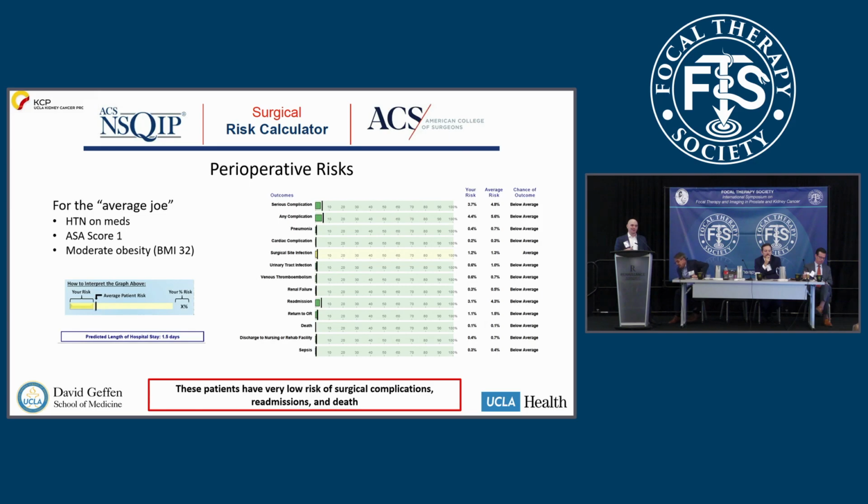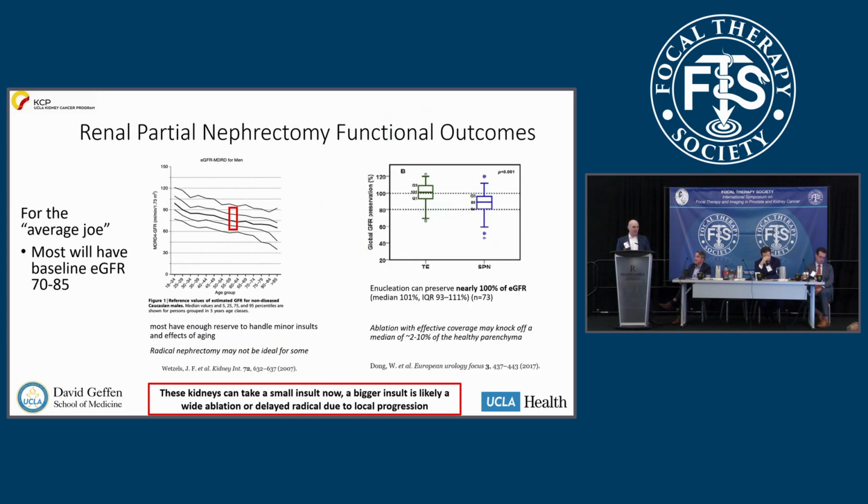A 55-year-old guy, a little overweight, on hypertensive meds, has some systemic signs of disease, ASA score 1. Their median hospital stay is a day and a half after partial nephrectomy, and their complications are going to be low. Death, 1 in 500, okay? That's very acceptable. Most of those are medical causes. What about readmissions? Going to be very low, 2 or 3%. So I think we can say that with a partial nephrectomy, these patients are going to have a pretty good outcome. Now, what about renal functional outcomes?